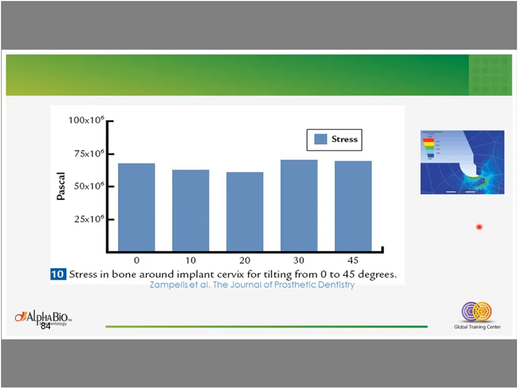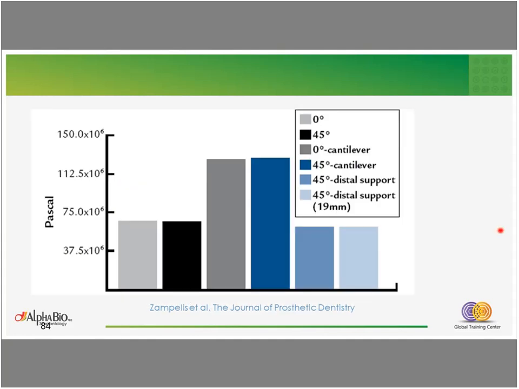What happens when we have a cantilever? When we have a cantilever, this will elevate the load on the cervical area significantly. So you can see when we have the cantilever, the stress has a very high value. And this means that when we have a cantilever, this will cause overload on the implant.